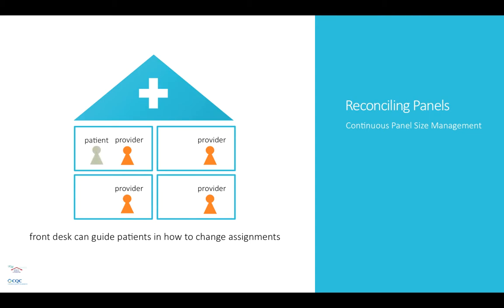Patients frequently may establish a relationship of care with a clinician other than the one assigned by the health plan. By following up with patients when they come in for a visit or via phone prior to a visit, front office staff may guide patients in how to change their assignment in the health plan records if the health plan requires a call from the patient.